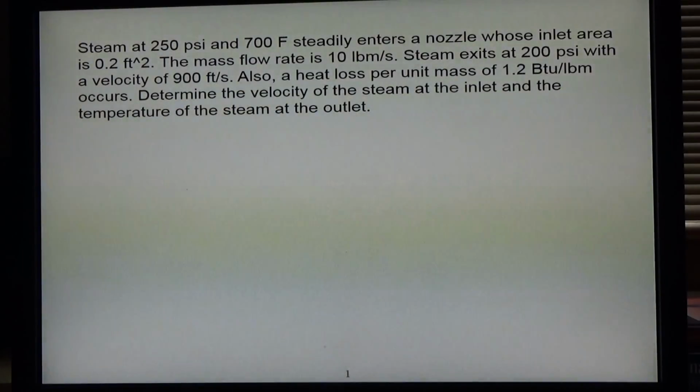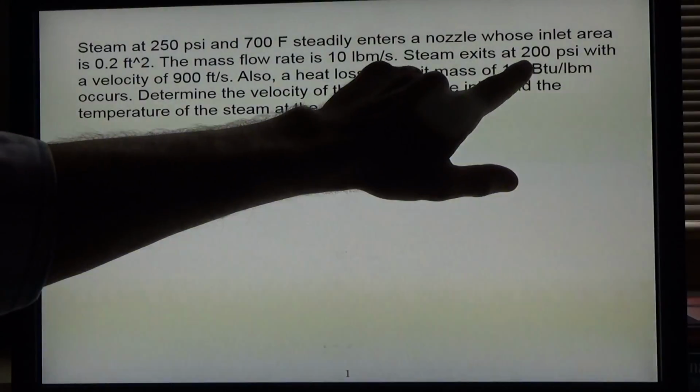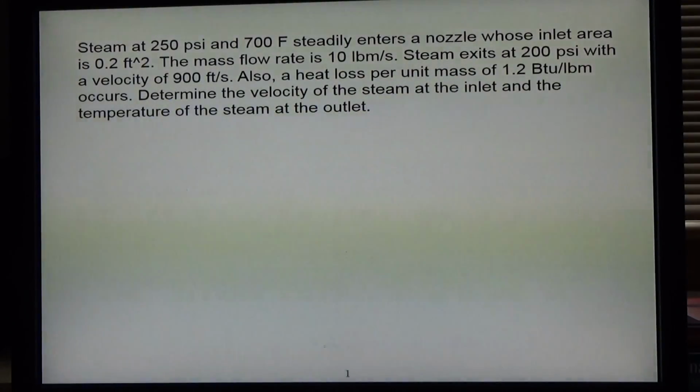Alright, so here what we have is a nozzle. We notice that the nozzle, remember the purpose of a nozzle is to increase the velocity. Alright, so the exit velocity is 900 feet per second. That means our inlet velocity should be really small compared to that. Also, it increases the velocity by decreasing the pressure. So the pressure we see decreases from 250 to 200 psi.